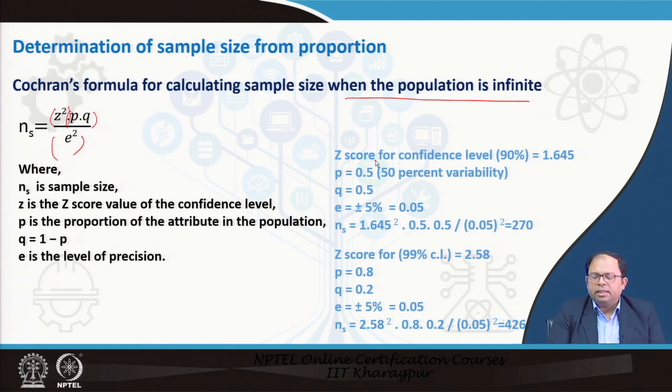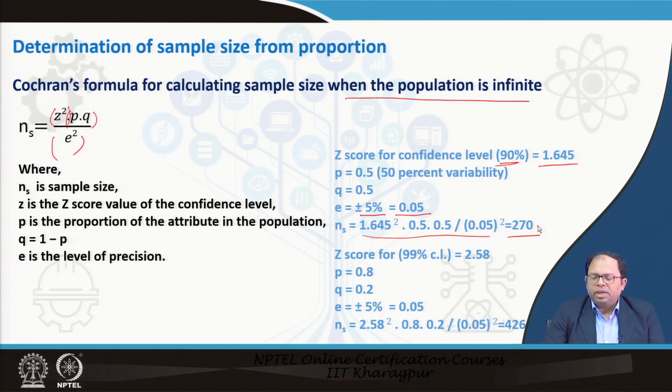Here in the estimate, if I take a confidence interval of 90%, then the z score is around 1.645, and p is equal to 0.5. We take 50% variability, which is the maximum variability possible. Then q becomes 0.5. Error, we have taken plus minus 5% on both sides. This percentage has to be written like 0.05, and we put all these values in the equation, and we get ns equal to around 270 samples.